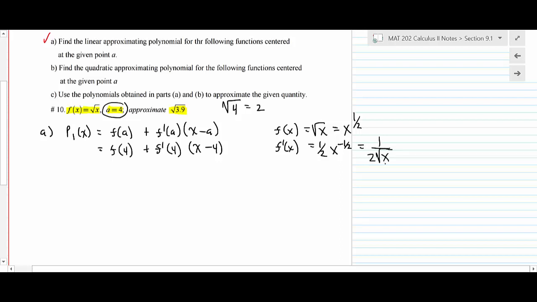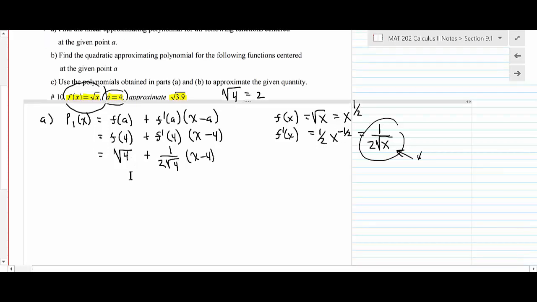Okay, so what we're going to do here is actually a very simple thing. If we do f(4), well, what's f(4)? f(4) is just the square root of 4, right? Then we go to f prime(4). Well, you're going to plug in a 4 there. So that's going to be 1 over 2 times the square root of 4, and then (x minus 4) like that.